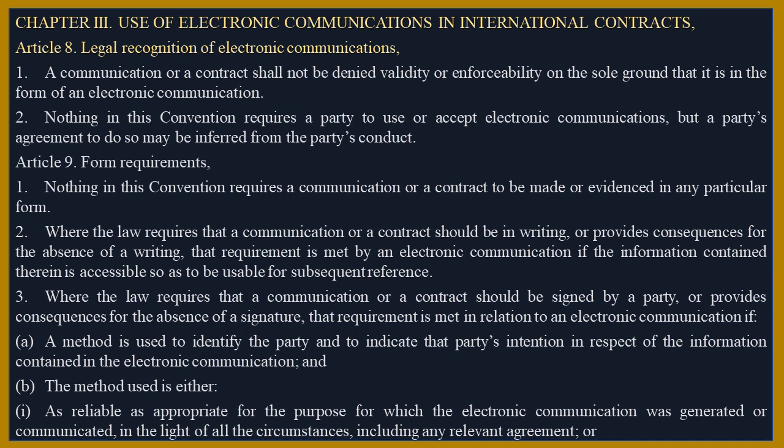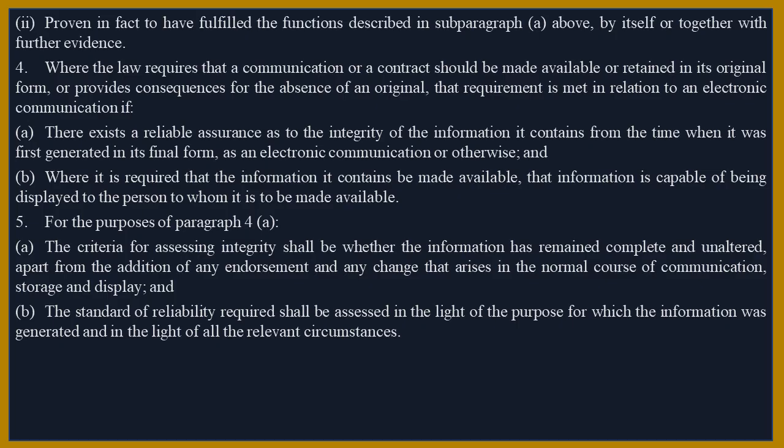3. Where the law requires that a communication or a contract should be signed by a party, or provides consequences for the absence of a signature, that requirement is met in relation to an electronic communication if: (a) a method is used to identify the party and to indicate that party's intention in respect of the information contained in the electronic communication; and (b) the method used is either (i) as reliable as appropriate for the purpose for which the electronic communication was generated or communicated, in the light of all the circumstances, including any relevant agreement, or (ii) proven in fact to have fulfilled the functions described in subparagraph (a) above, by itself or together with further evidence.